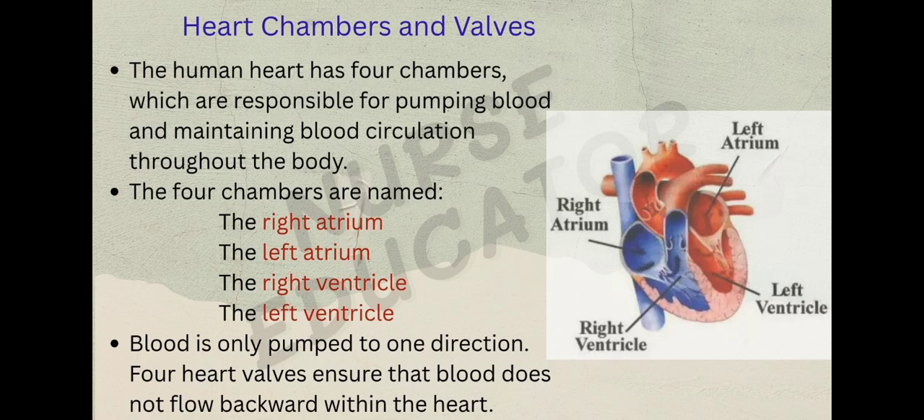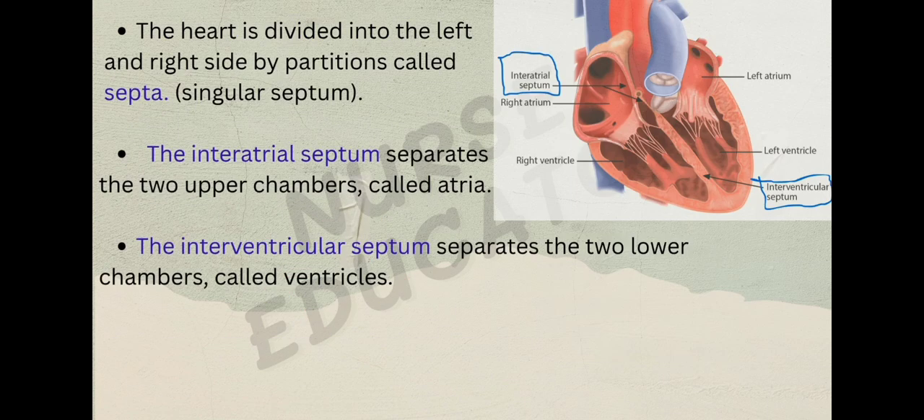What is the function of these chambers? They are responsible for pumping the blood and maintaining the blood circulation throughout the body. The contraction and relaxation, everything, is controlled by the chambers of the heart. The heart is divided into left and right sides by partitions called septa, singularly septum. The atria have the interatrial septum, which separates the upper 2 chambers. The ventricles have the interventricular septum, which separates the 2 lower chambers.